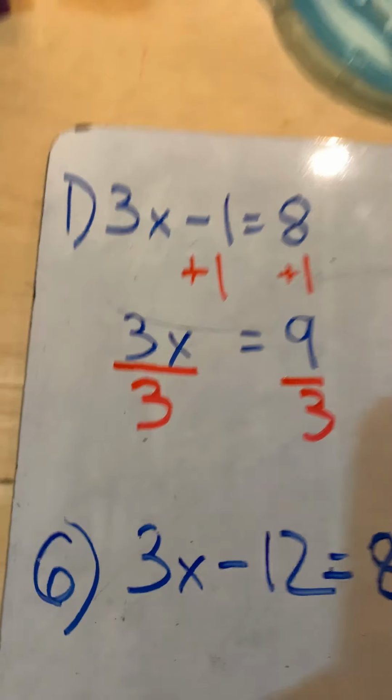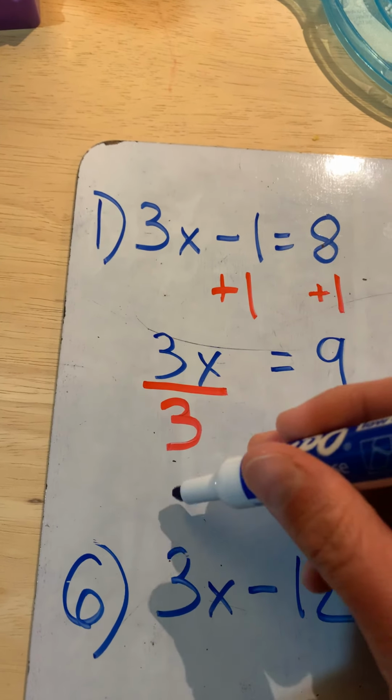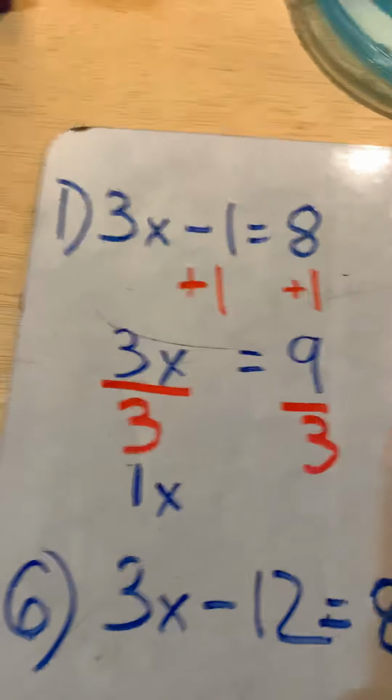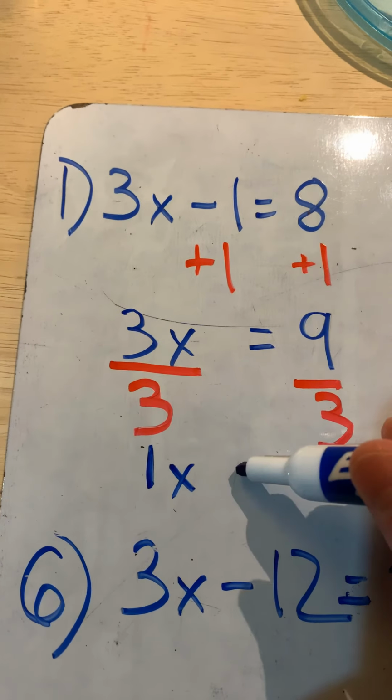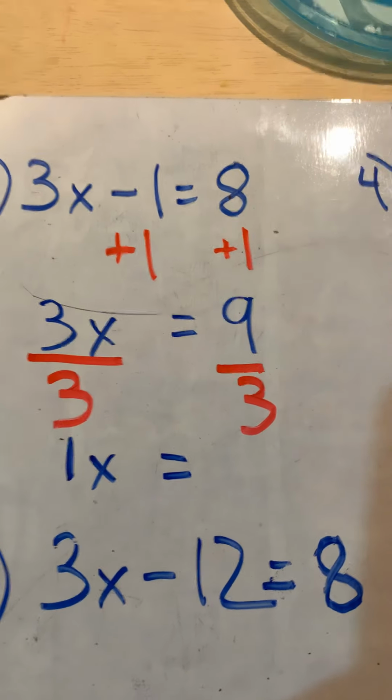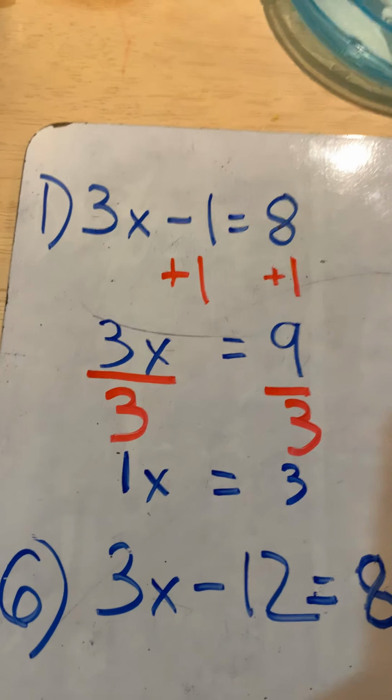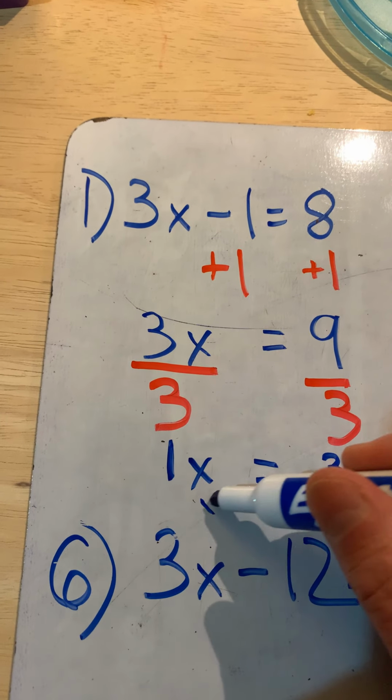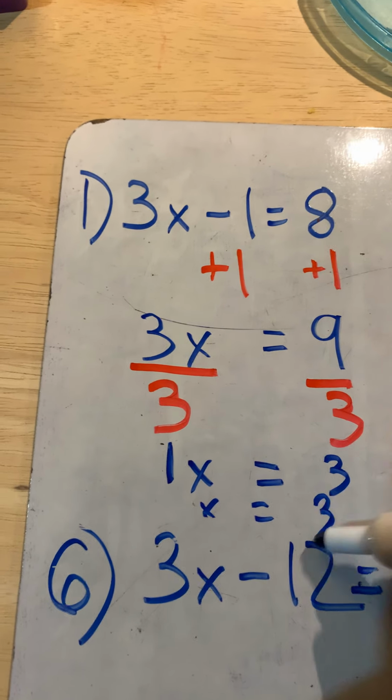And now I see what's left. 3 divided by 3 is 1x, which is exactly what I want to get. And on the other side of the equal sign, 9 divided by 3 is 3. Now the other way we might write this is just x equals 3. I'm running out of room there.